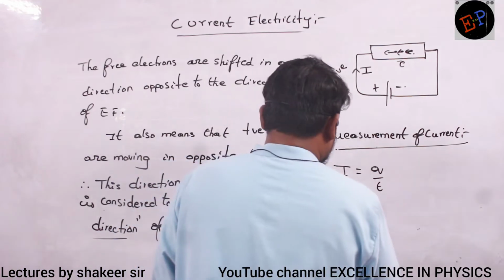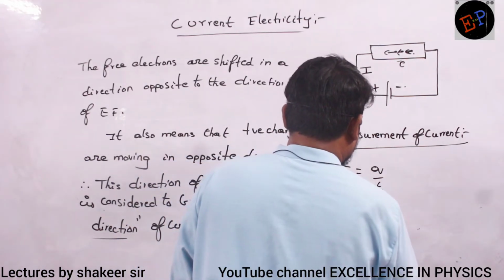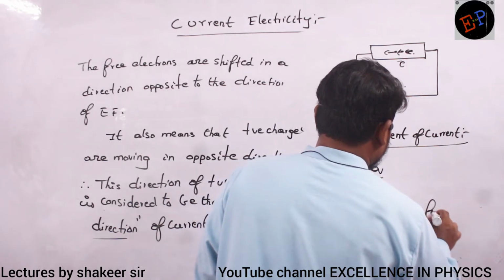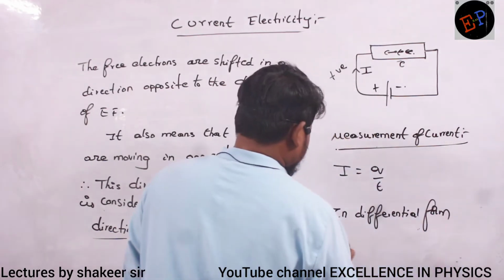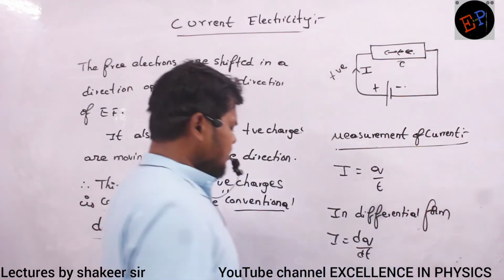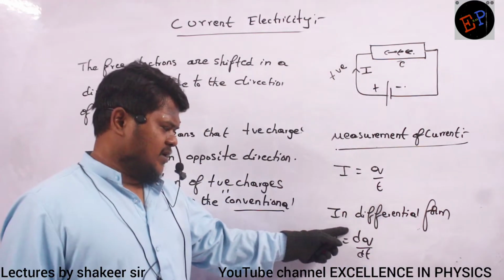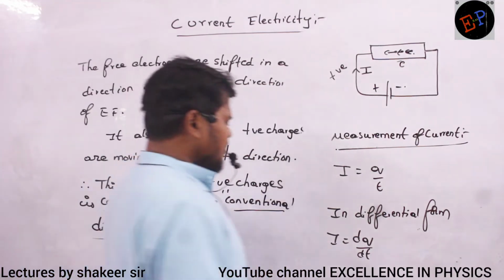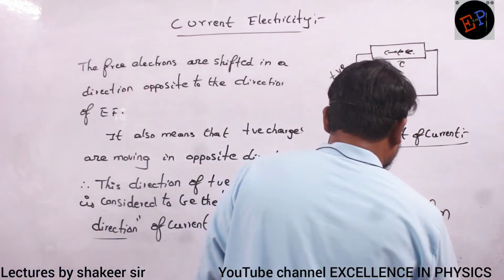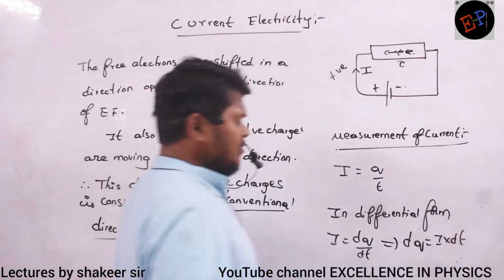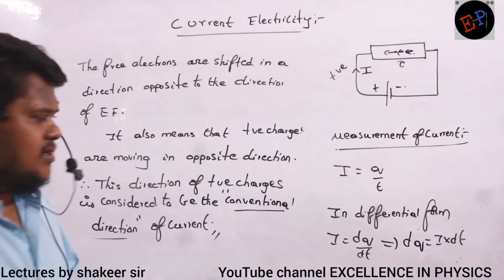So in differential form I can also write I is equal to dq divided by dt. So a very small amount of charge flowing in a very small amount of time, that also you can call current. And the same relation I can write like this also: dq is equal to I into dt. I can write like this also. Are you able to understand?